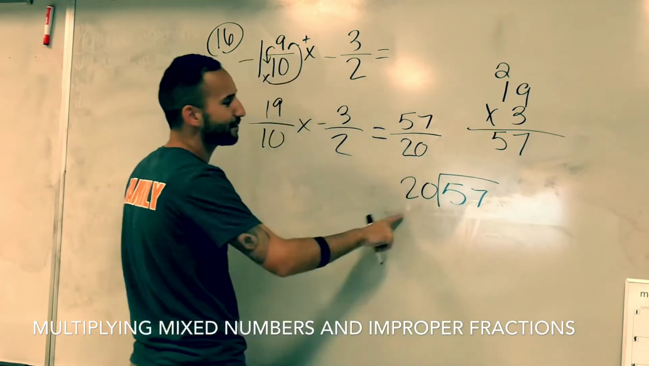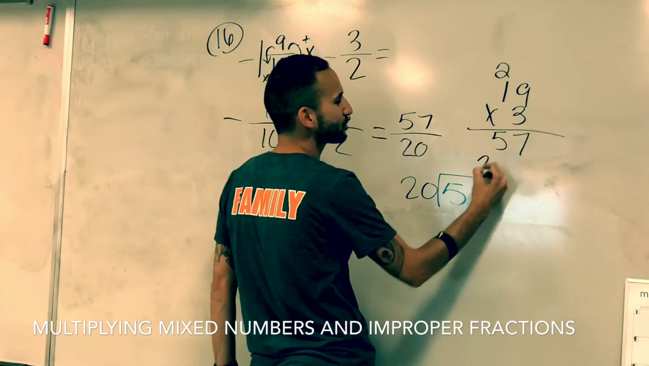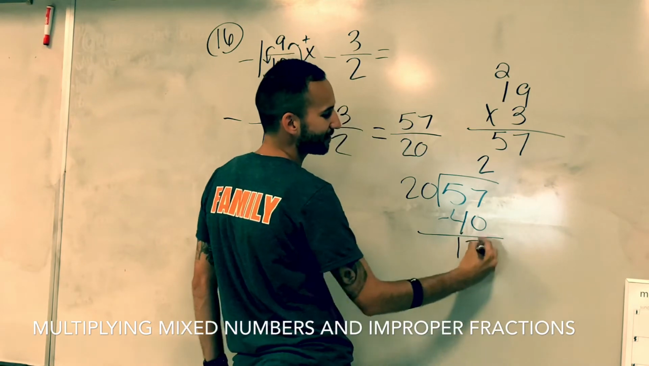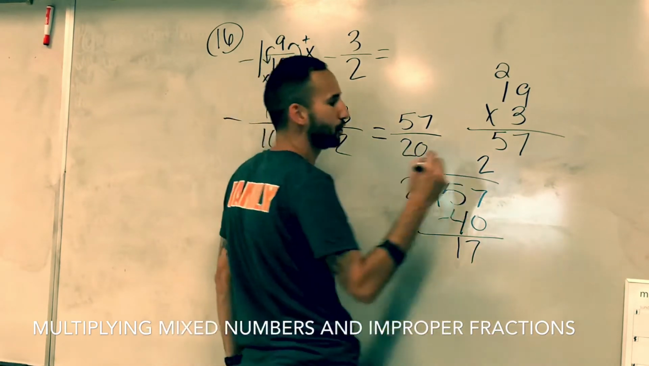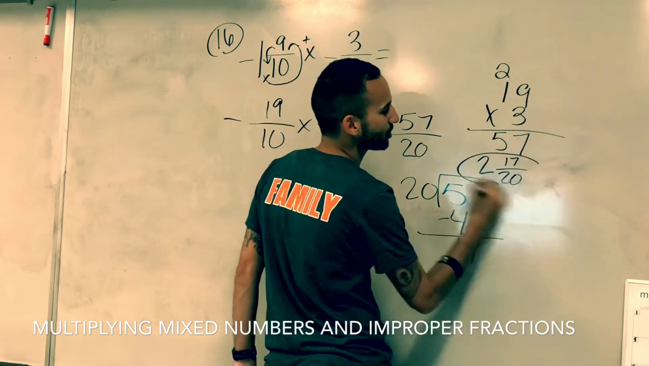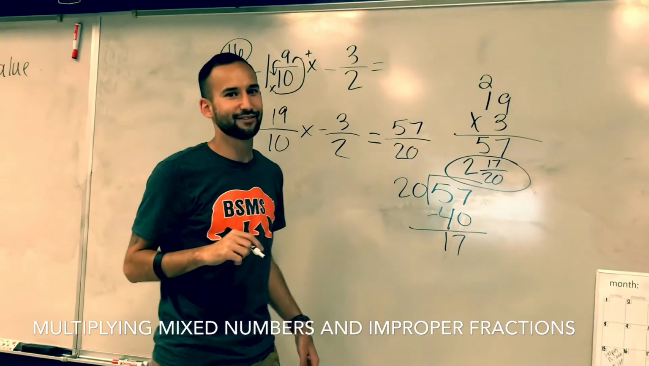So, 57 divided by 20. 20 goes in 57 2 times. 2 times 20 is 40. You subtract, you get 17. Your remainder becomes your numerator, and your denominator stays the same. So you should have 2 and 17/20.